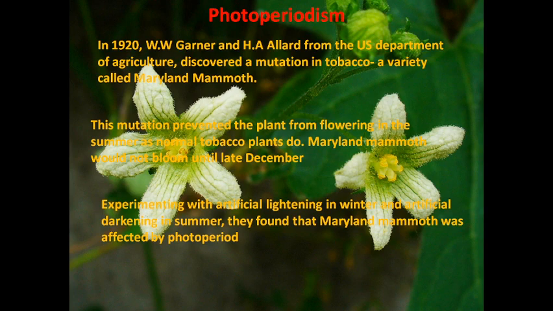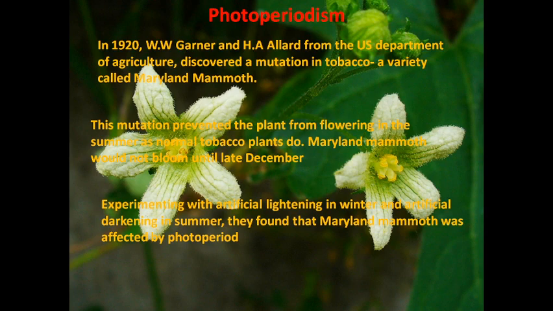So let me tell you, back in 1920, W. W. Garner and H. A. Allard from the US Department of Agriculture discovered a mutation in a variety of tobacco called Maryland Mammoth. This mutation prevented the plant from flowering in the summer. Normally, a normal tobacco plant flowers in the summer.